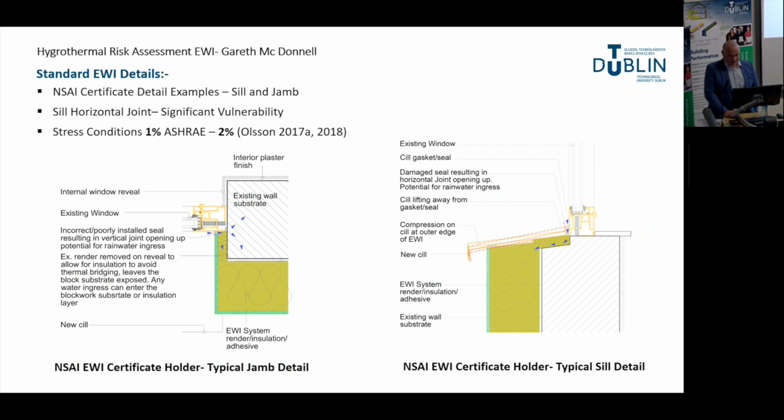On the sill detail, if the sill is compressed at the soft outer edge, the weathering seal between the window frame and sill can be damaged, leaving an open horizontal joint.